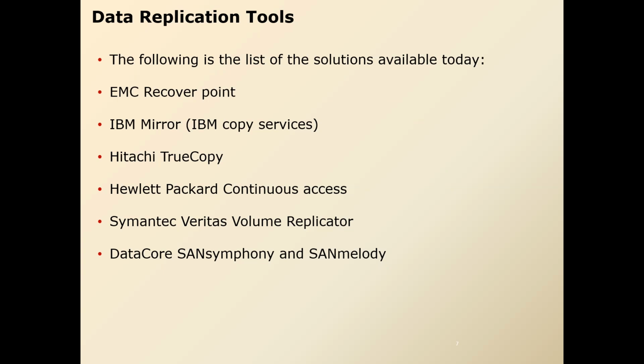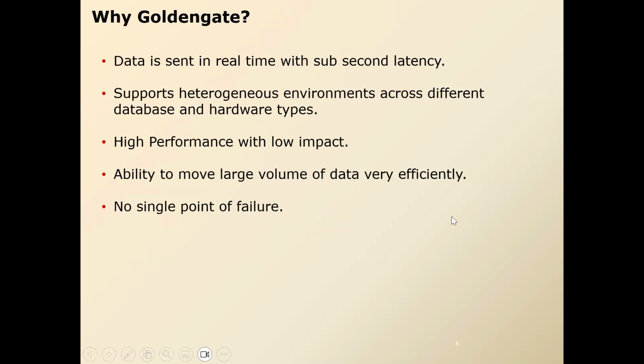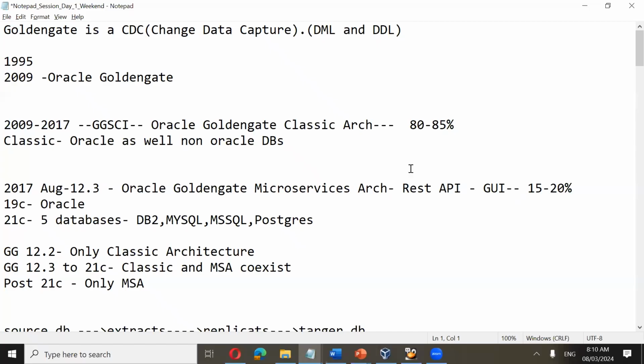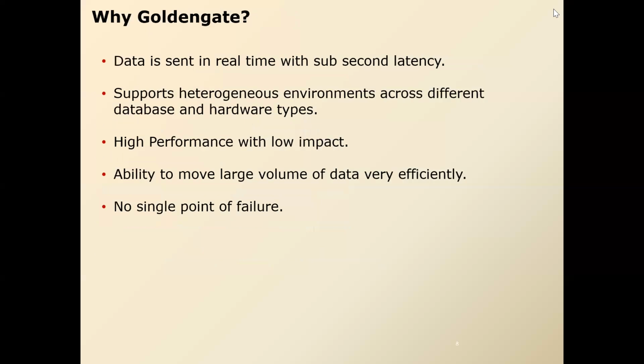DMS stands for Database Migration Service. It is basically AWS DMS, which is what it is called. Okay, now let me go back to this. GoldenGate scores above its competitors due to multiple reasons.